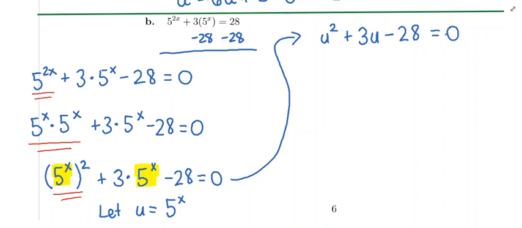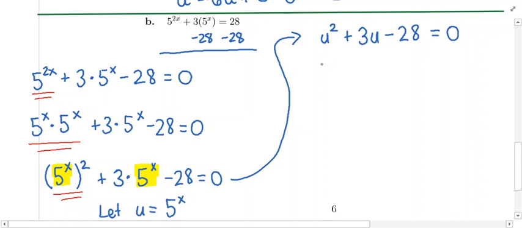This equation, u squared plus 3u minus 28 is equal to 0, is not exponential, okay? It's a regular old quadratic equation that we know how to solve, okay? One side is already 0. We can either factor the non-zero side or apply the quadratic formula so that we can solve for u. Okay, so again, this should be pretty easy to factor, but feel free to apply the quadratic formula. I'm going to factor the non-zero side.